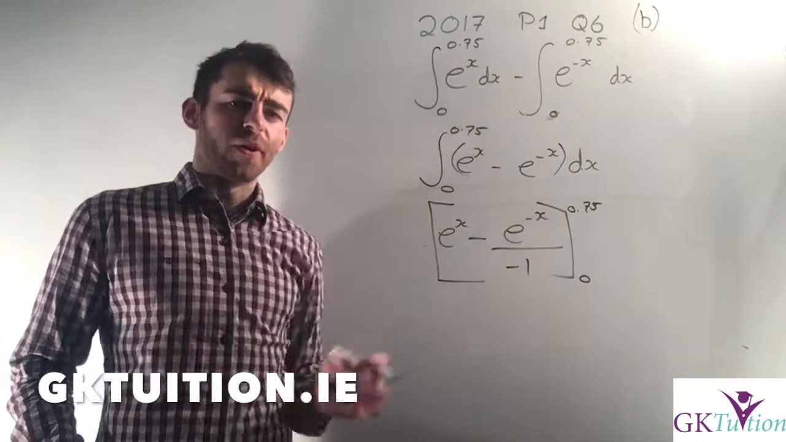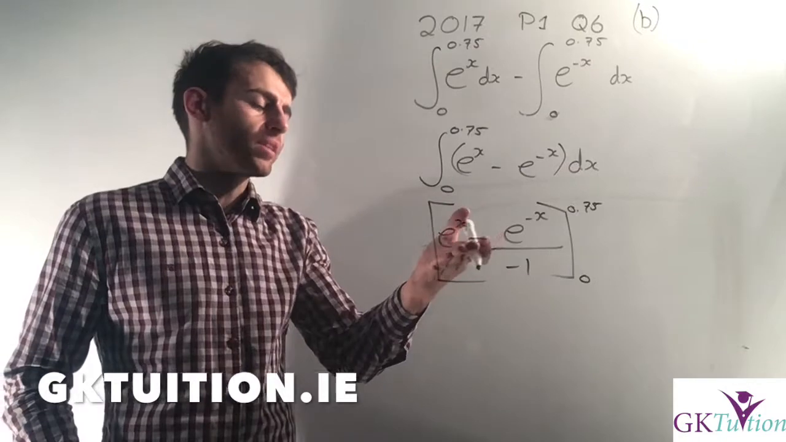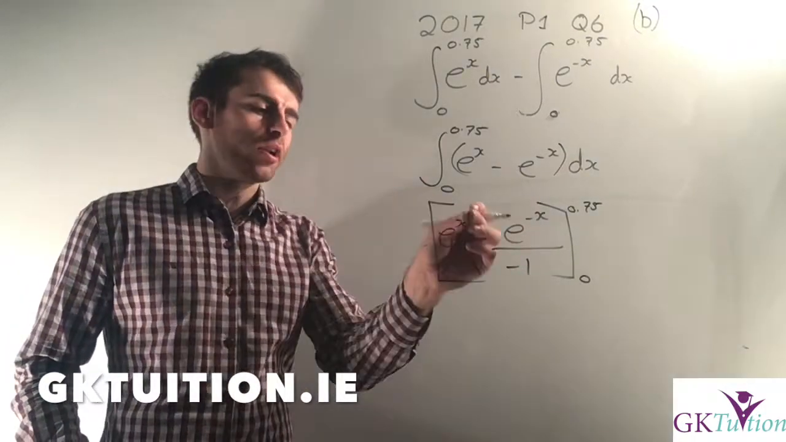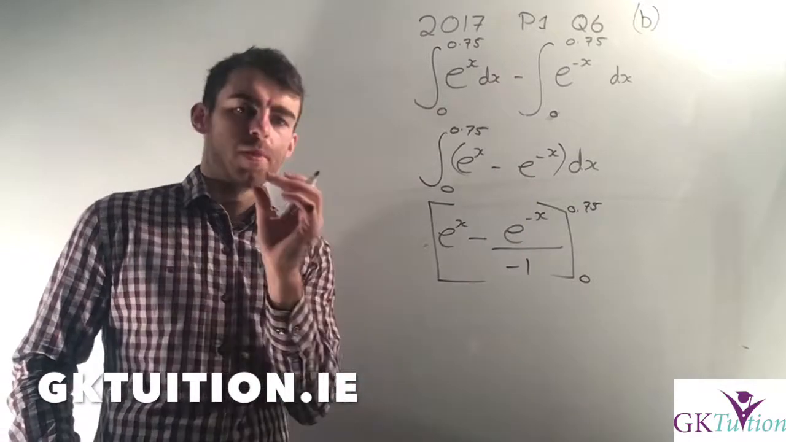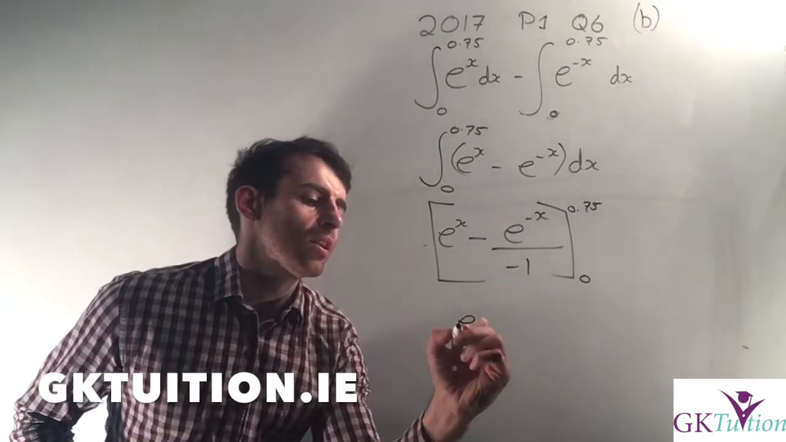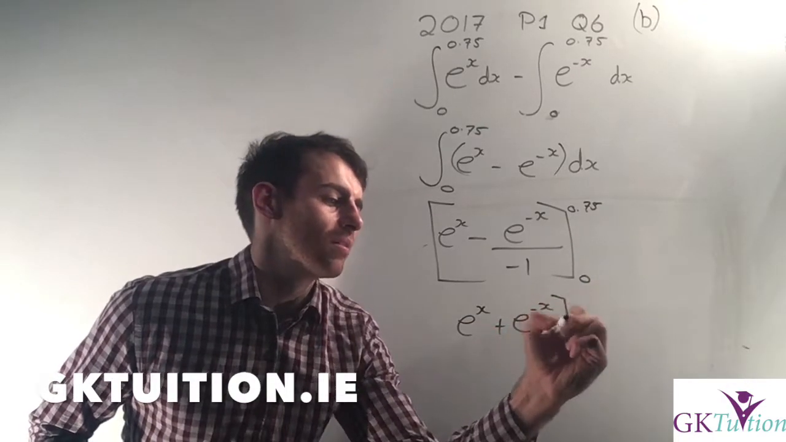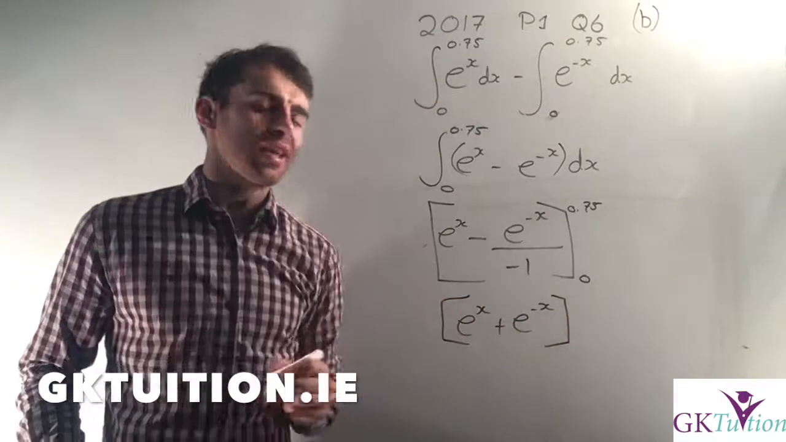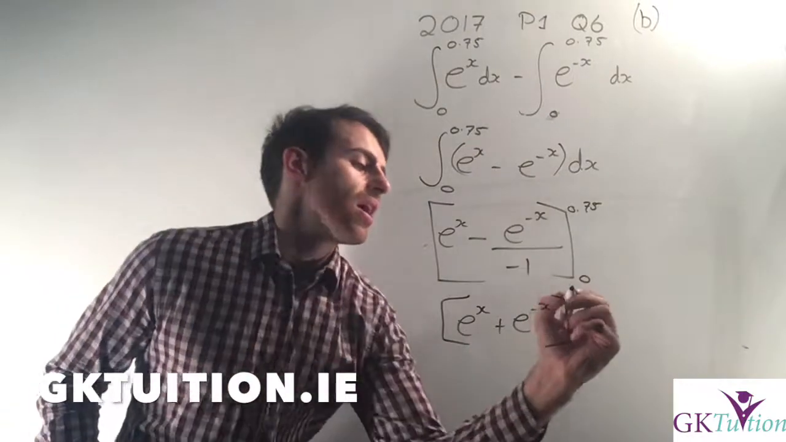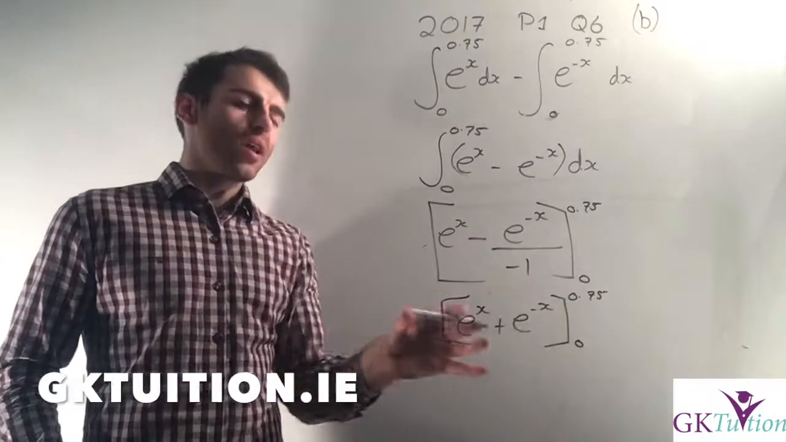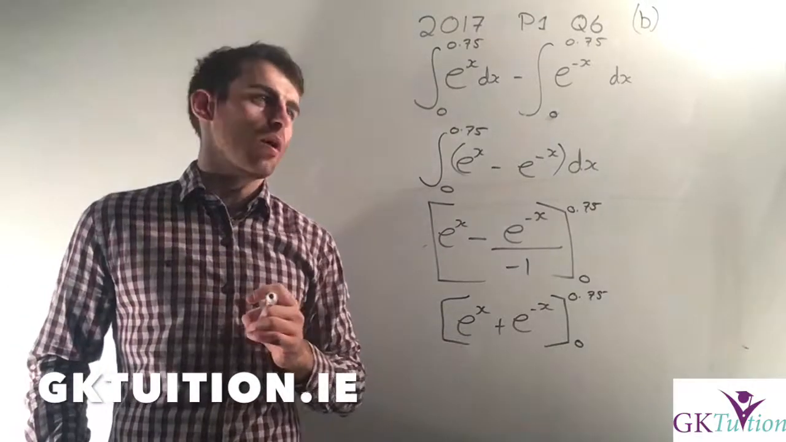Now let's just simplify our signs here. Clearly it's minus, and then there's a minus on the bottom. So this minus multiplied by minus gives me a plus, which means I can rewrite this line as e to the x plus e to the minus x. So my integral is e to the x plus e to the minus x, and the limits are 0.75 to 0. Now all we need to do is apply our limits.